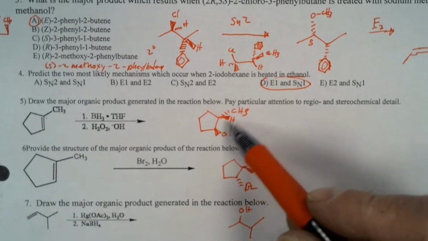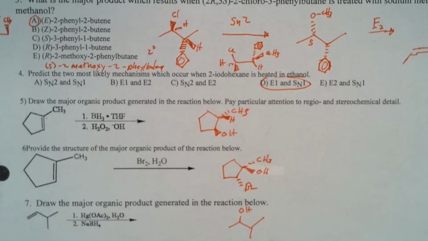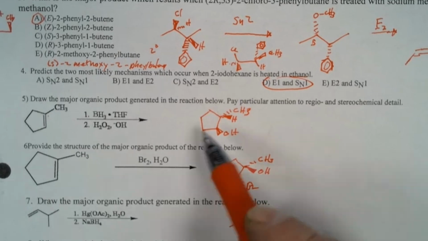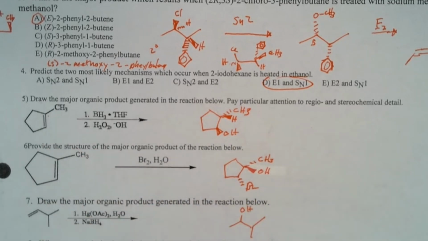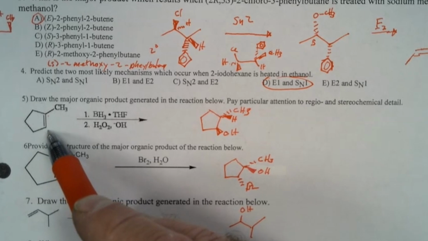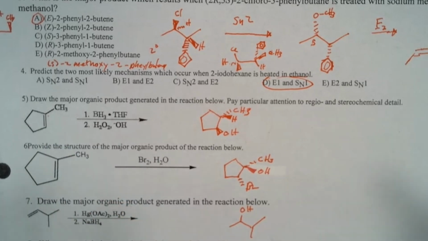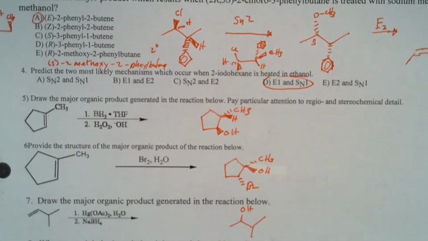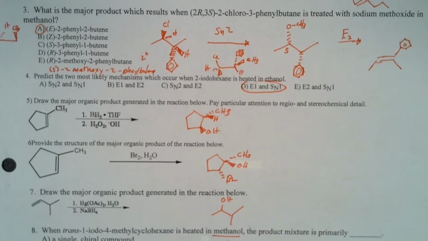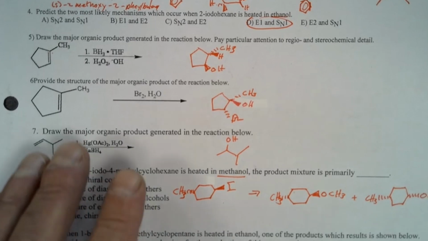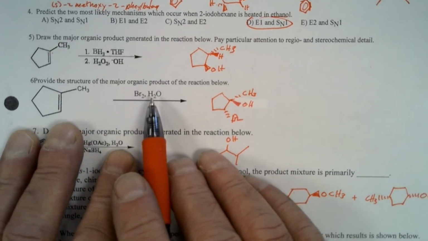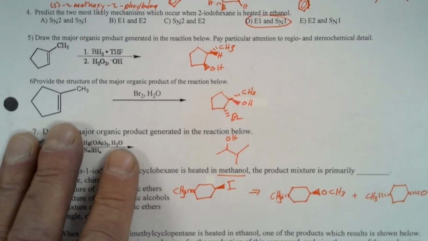So you had to denote stereochemistry to get full credit on that one. And you can see the poor carbon got richer. The carbon that already had a hydrogen still has it. I didn't draw it in. You can imagine it's there. Any questions on 5? Moving right along, draw the structure of the major organic product for the reaction below.